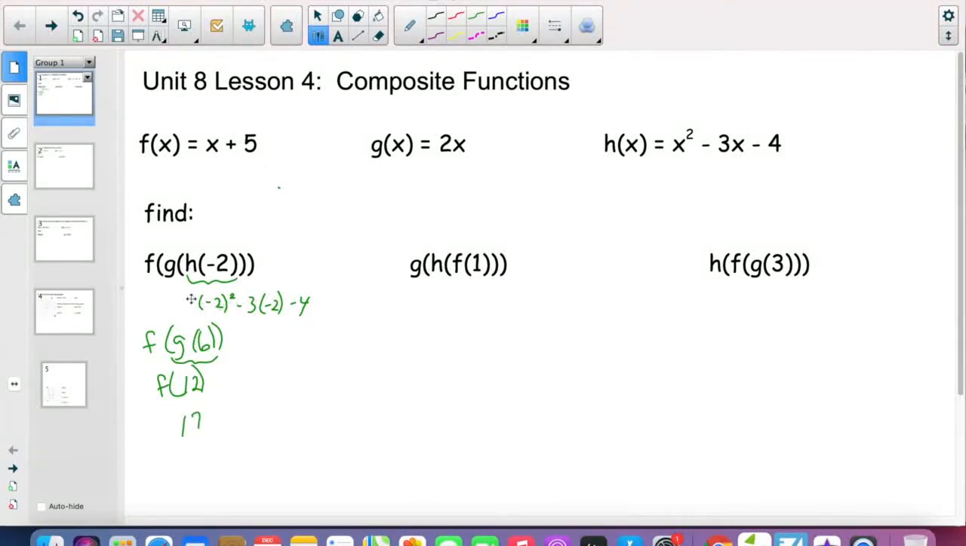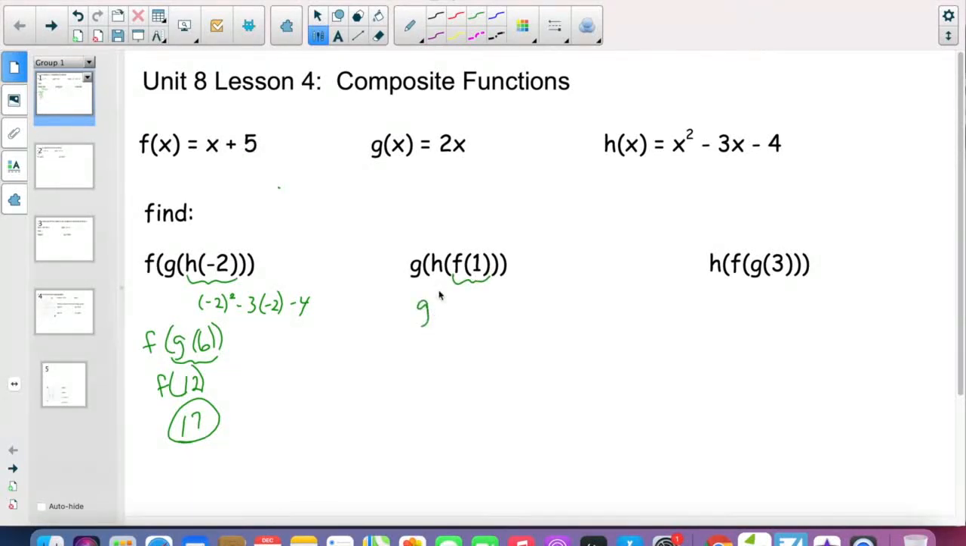So when we're doing a composite function like this, we work our way inside out. Whatever we get for the inside function, we plug into the next function, and whatever we get for that, we plug into the next one until we finally get our final answer. In this one, the first thing I'm going to do is find f of 1. So if I plug 1 into the f function, I end up with 6.